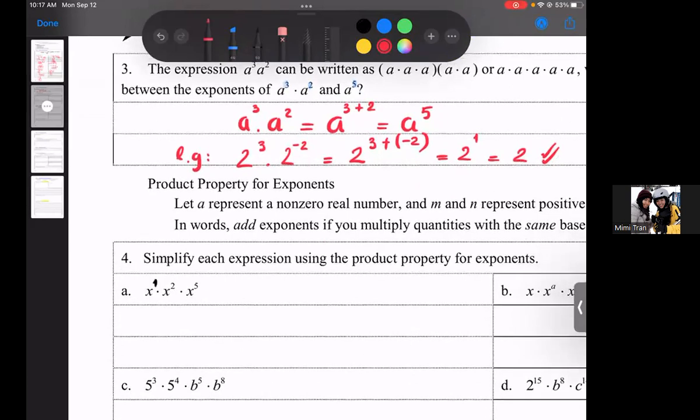X to the 8. Thank you. So this is X to the first plus 2 plus 5, which is X to the 8.